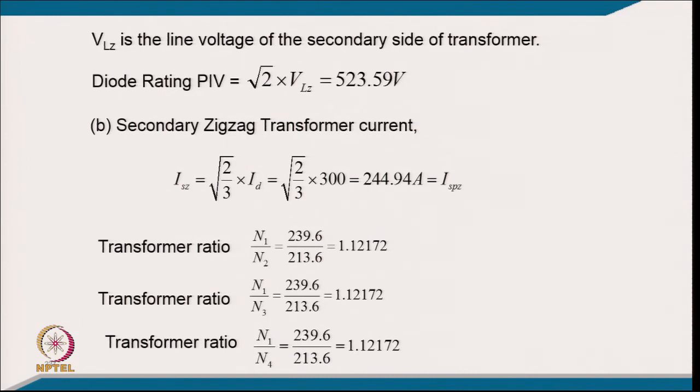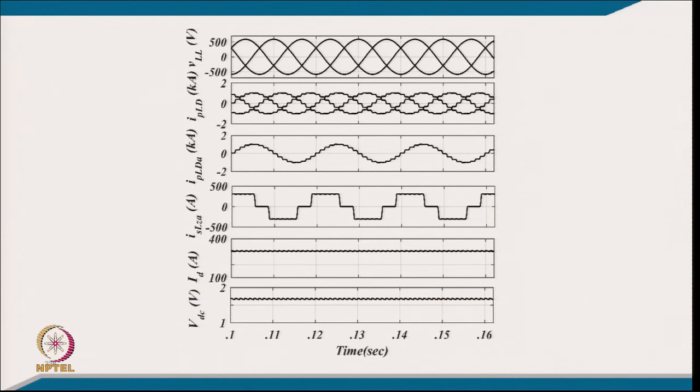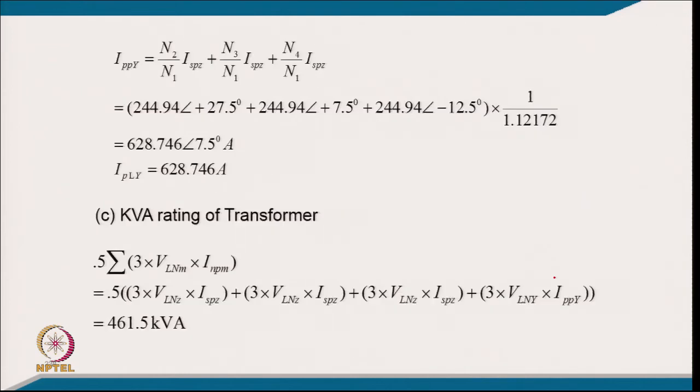From the line voltage you can find the peak inverse voltage of the diode rating, and then you can find the diode current, typically the secondary zigzag transformer current, and you can get the transformer turns ratio for all the 3 zigzag transformers. And after putting all these values, the model of this system is developed, and these are the typical supply voltage, 3 phase current and 1 phase current, then the 6 pulse converter current, and then the output voltage and output current, and these are the typical numerical values.